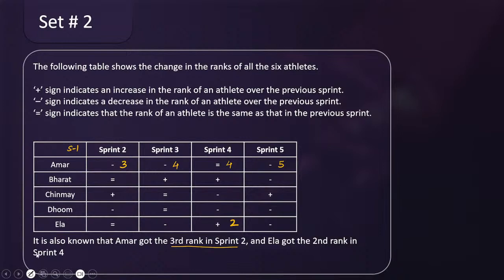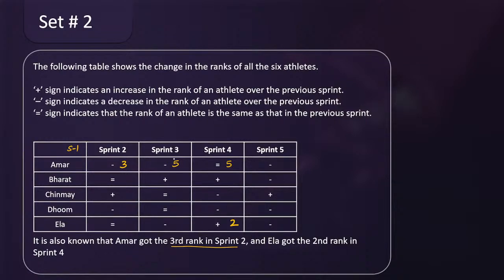Okay. I can say that Amar cannot get. So minus में 5 भी तो हो सकती है ना, 3 से 5 हो सकता है. So if I'll say that Amar will get rank number 5 here. So we'll have equal rank in sprint number 4 and then again a minus. So 5 से ज़्यादा decrease तो हो ही नहीं सकता. 5 is the lowest rank that a person can get. Okay.